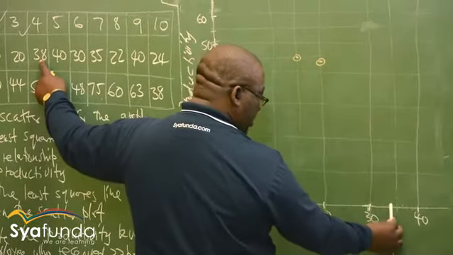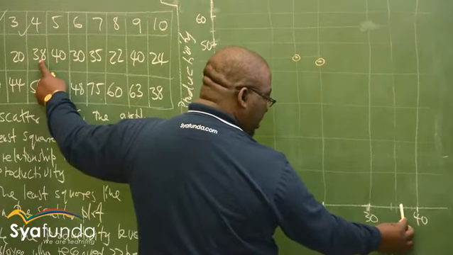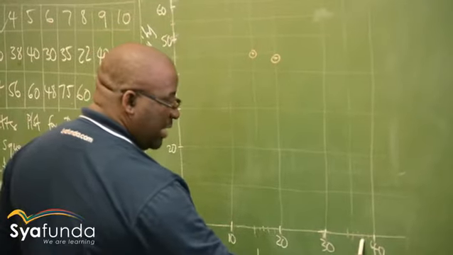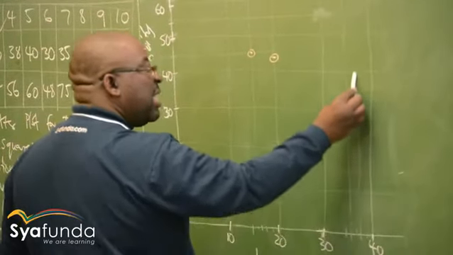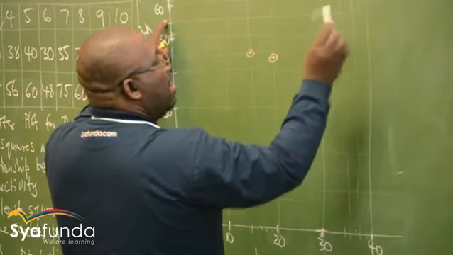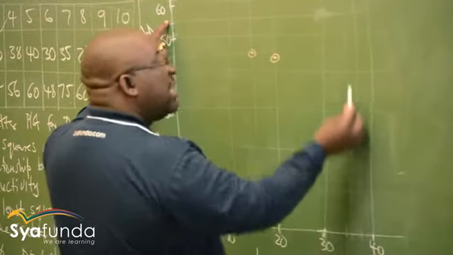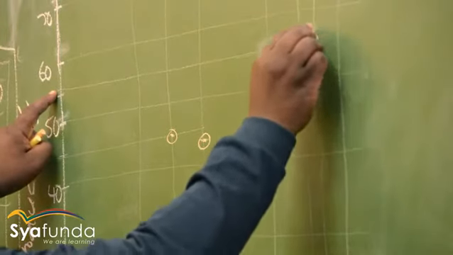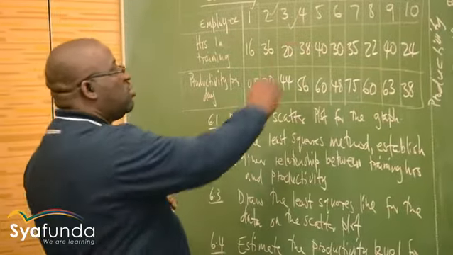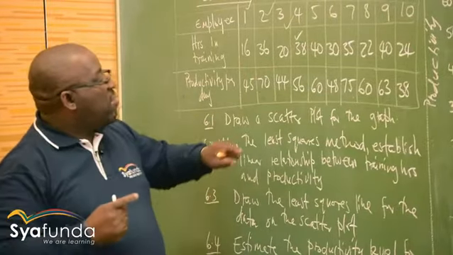Let's correct it. So this is 35, 36, 37, 38. It's 38 and 56. So it will be somewhere there. 56 is still the same. Yes, it is 38 and 56. It is the point which is just there. Right. Make sure that you don't make mistakes. Make sure that you plot the correct one.